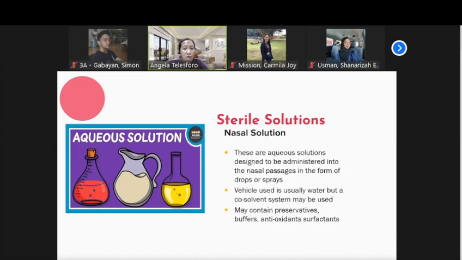In sterile solutions, we have nasal. Nasal refers to the nose, so we give them through the nasal passages in the forms of drops or spray. So we have nasal solutions. For example, if the nose of a child is clogged, we give nasal spray. Water is the solvent, or co-solvent.